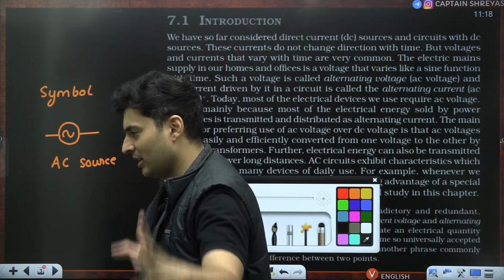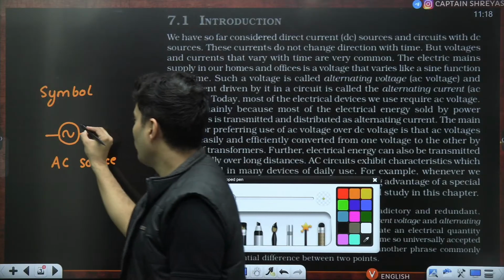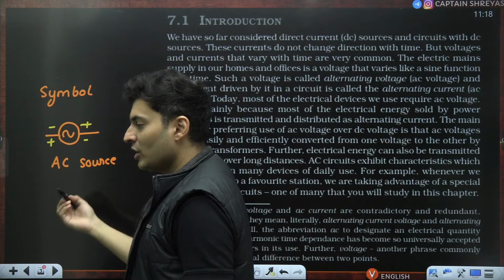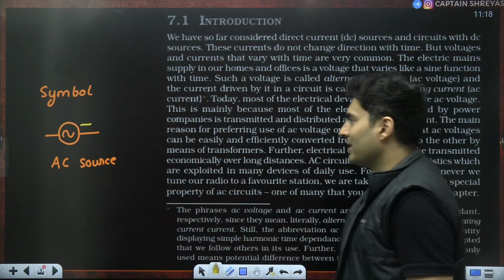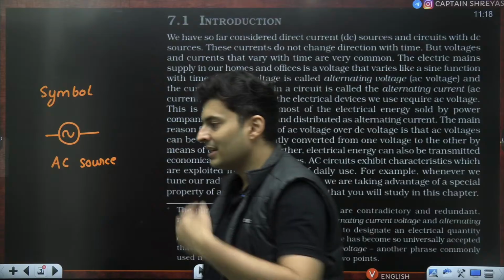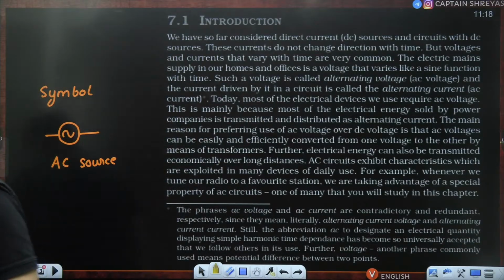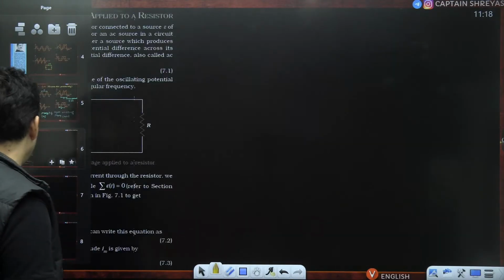Very good. Yes, nothing is positive, nothing is negative. It keeps changing. Once this is positive, this is negative. Next time this is positive, this is negative. So it keeps alternating. AC, correct. So it is not like one side is positive, one side is negative always. It keeps alternating. It keeps changing. Moving ahead.